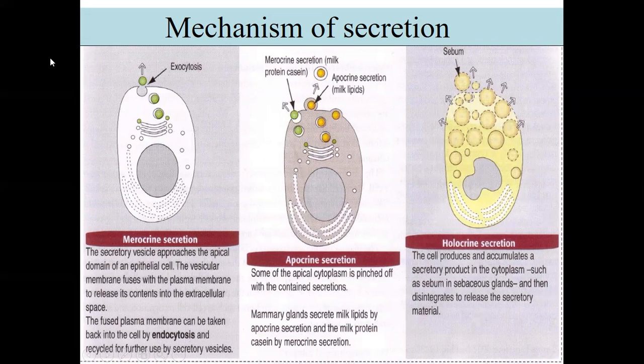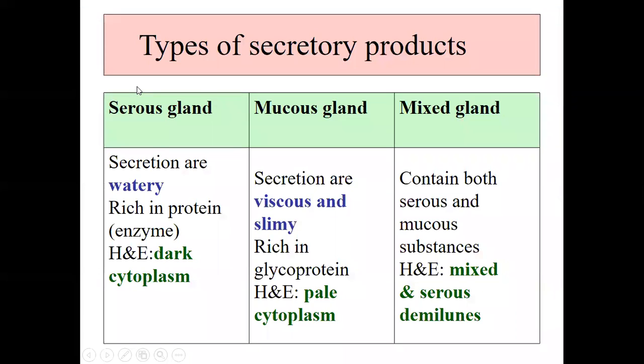Okay, the cell will be burst. Okay, based on the type of secretory product, we have the serous gland, the mucous gland, and the mixed gland. For the serous gland, the secretions are watery and rich in protein, usually enzyme. Under the H&E staining, it appears as a dark cytoplasm.